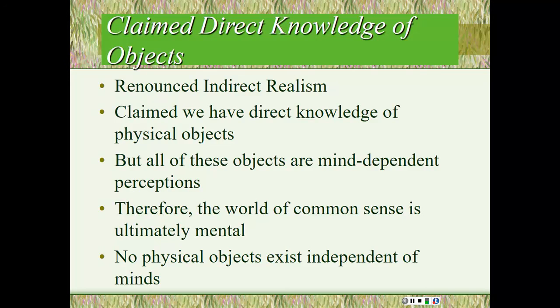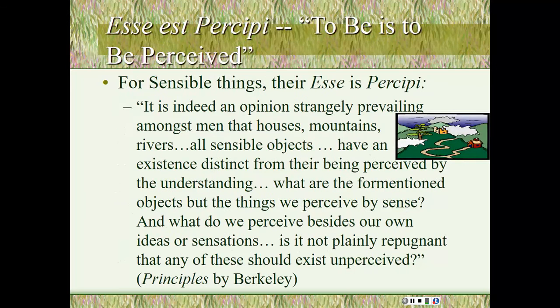So for Berkeley, the world of common sense is ultimately a world where everything is mental. Nothing is physical. No physical objects exist independent of minds. And here's the way he expresses his view in his more technical book.